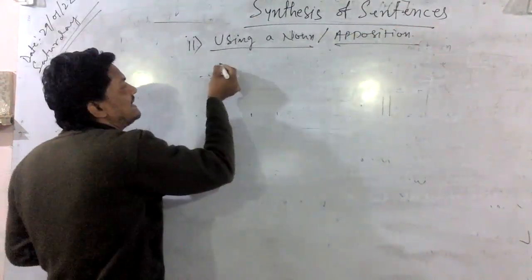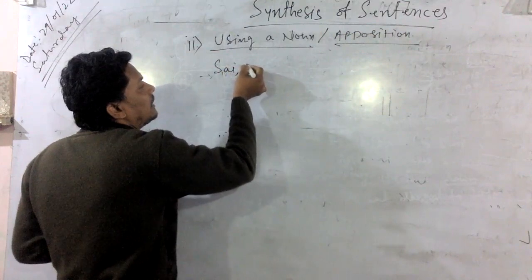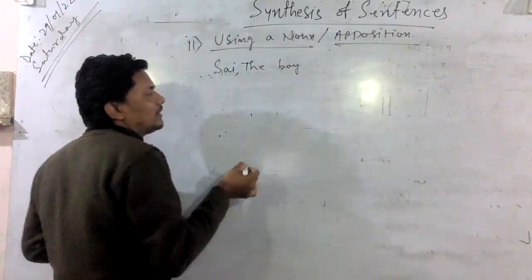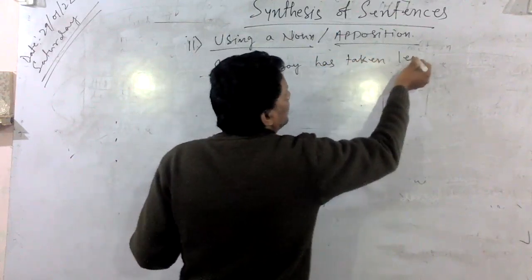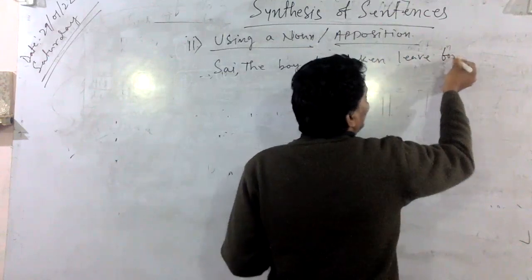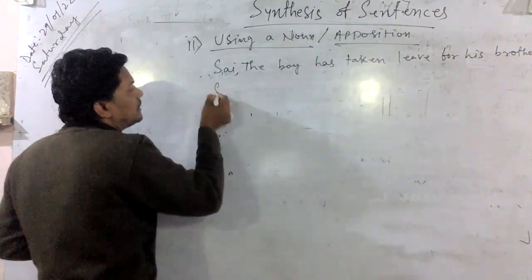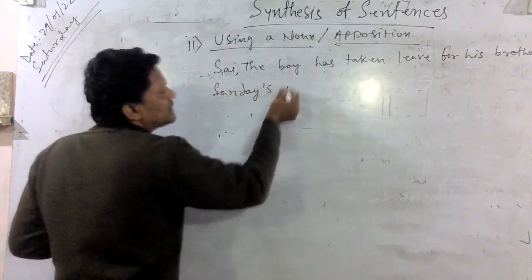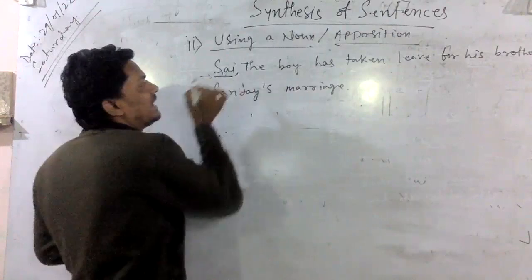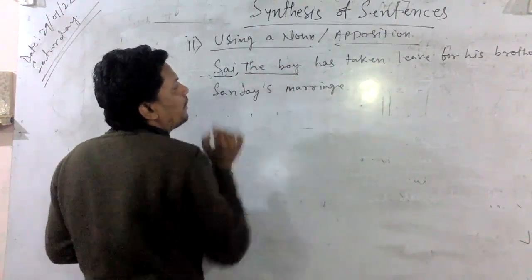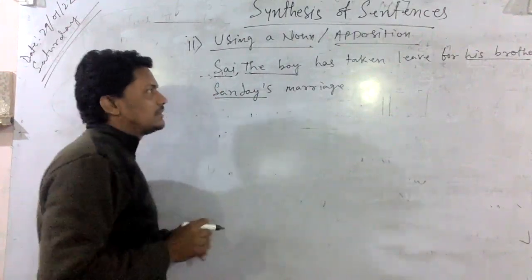So we can see that, let's say, Sai, the boy, has taken leave for his brother, Sanjay's marriage. Now, if you see that, here the noun is what? Sai. Noun phrase is what? The boy. Here you would find out his brother. And it is called a noun.